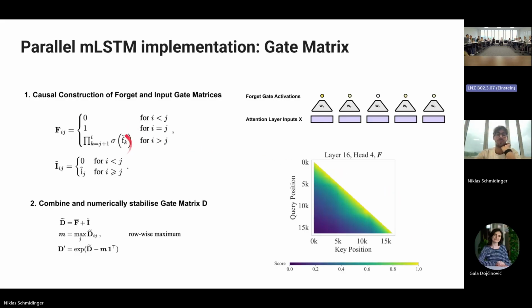And basically you construct these with a cumulative product, and then you stack it together in this matrix, and it really looks like this, like a forget matrix. And you combine it with the input gates, and then you get a gate matrix that looks like this. And this is here called D. So D has all the input gate and forget gate contributions that come from these additional gates.